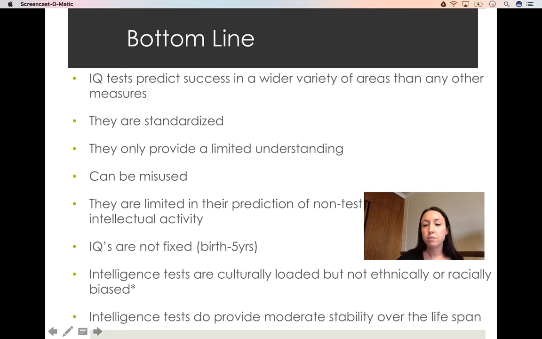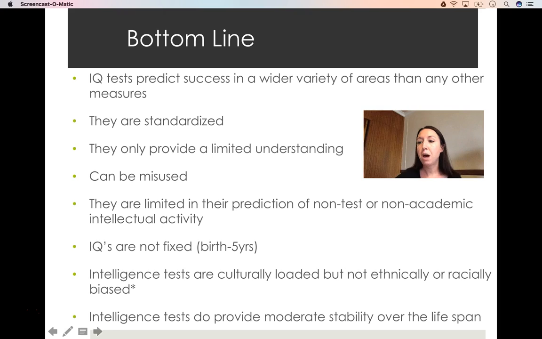So here are some bottom lines to take home when you're thinking about IQ and intelligence tests that measure them. IQ tests are good at what they're supposed to do, and they can predict successes in employment and in education, and they're standardized, or they should be. Don't take one online. You can't. But they only provide a limited understanding. They're just a snapshot of that person's performance on that day, and they can be misused. They're limited in their prediction of non-test or non-academic intellectual activity, so it doesn't stop there.